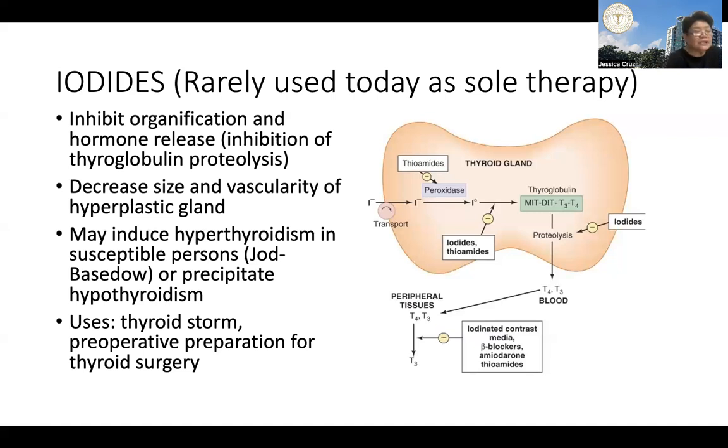So ito usually nangyayari sa mga taong may endemic goiter because of iodine deficiency, no? Tapos nalipat sila sa isang lugar na mas rich sa iodine yung kinakain nila, no? So pagka ganon, tapos hindi nila hininto yung iodine supplements nila, baka mag-induce tayo ng hyperthyroidism, no?